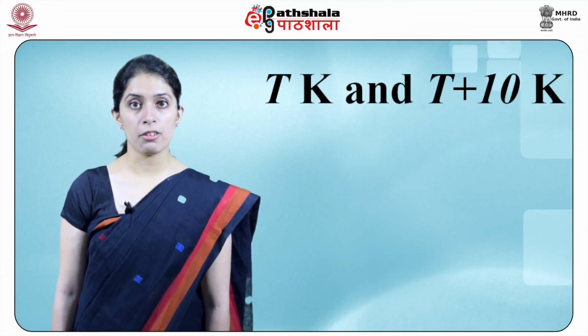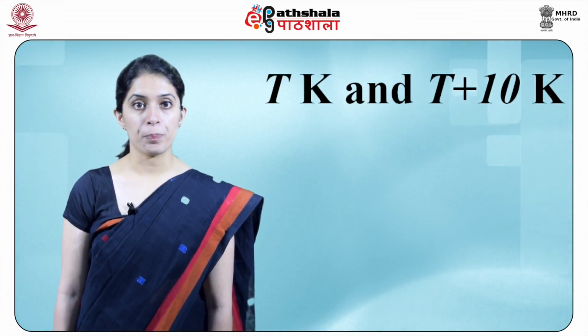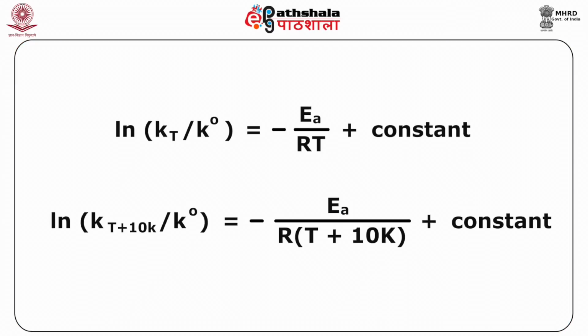Now, let us assume a reaction at two temperatures, that is T Kelvin and T plus 10 Kelvin. The temperature coefficient of the reaction is defined as the ratio of rate constant at two temperatures. So, using Arrhenius equation, we get the expression at T Kelvin as ln k_T equals minus Ea by RT. Similarly, the expression at T plus 10 Kelvin becomes ln k_(T+10) equals minus Ea upon R within brackets T plus 10 Kelvin.